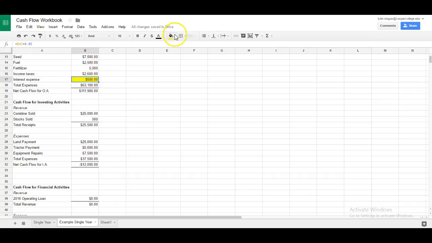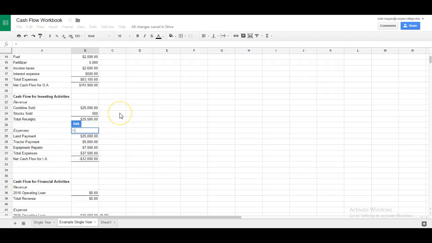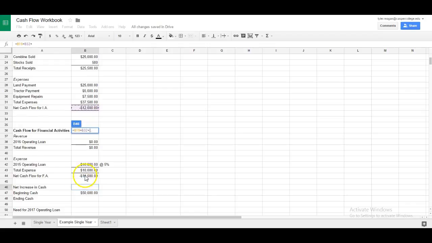Now we can fill in that box, and now that it's filled in, we want to come in here and unhighlight it, saying that we're done with that. So the net cash flow from financing activities, as we did in all the other ones, is equal to the revenue minus the expenses. Again, we're going to have a negative right here. That's okay. So net increase in cash. The net increase in cash is going to be equal to the net cash flow from operating activities plus the net cash flow from investing activities plus the net cash flow from financing activities.